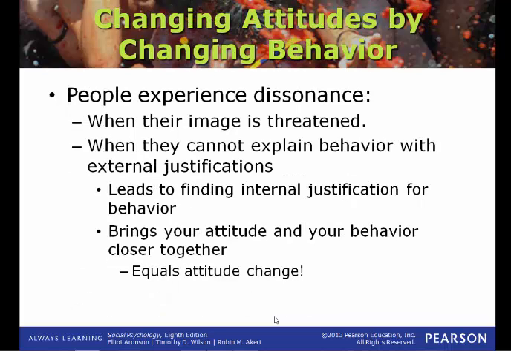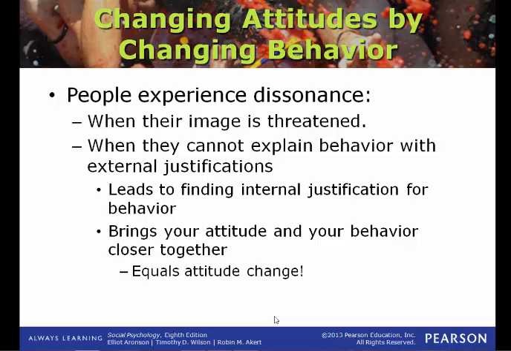Okay, so last thing we're going to talk about is changing attitudes. This is just a little bit to help transition us into persuasion as we talk about persuasion next week. But we already talked about this when we talked about cognitive dissonance. It says when people experience dissonance, their image is threatened. So remember that cognitive dissonance happens when our behaviors and our beliefs are not lining up. And we can either change our belief, change our behavior, or keep them both and add some kind of justification, add some new thought.